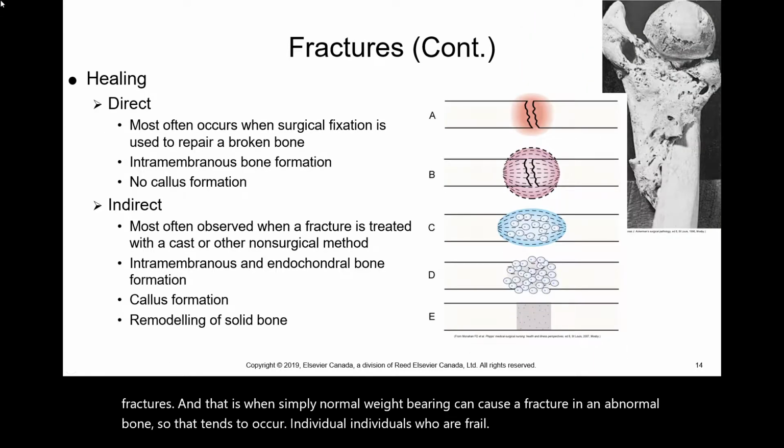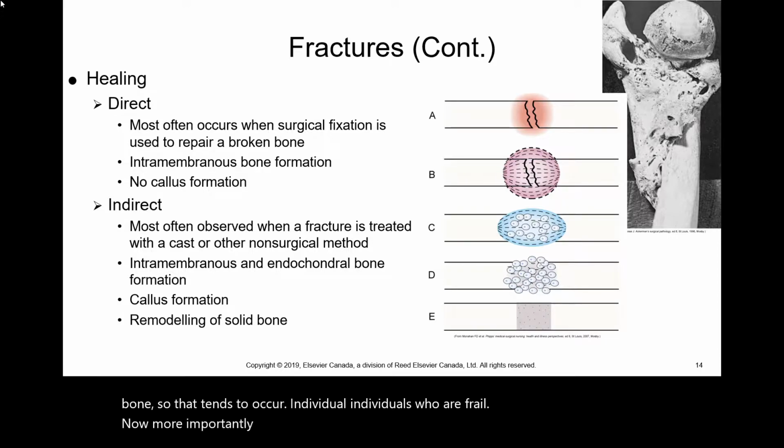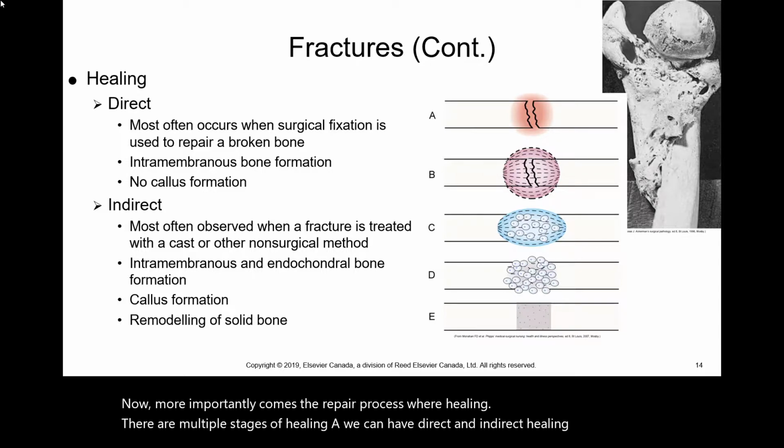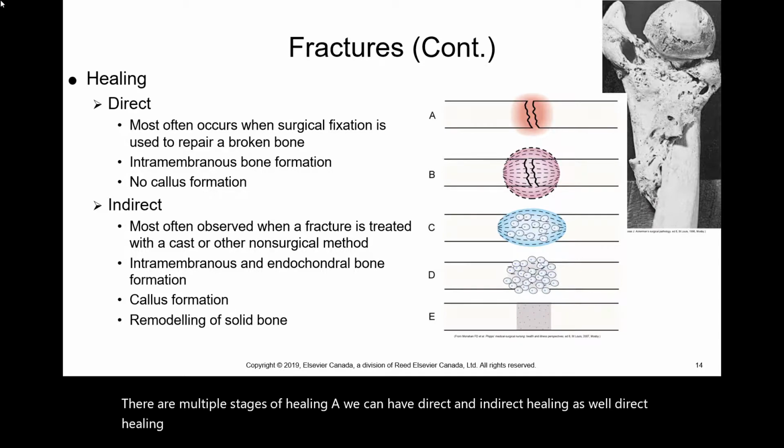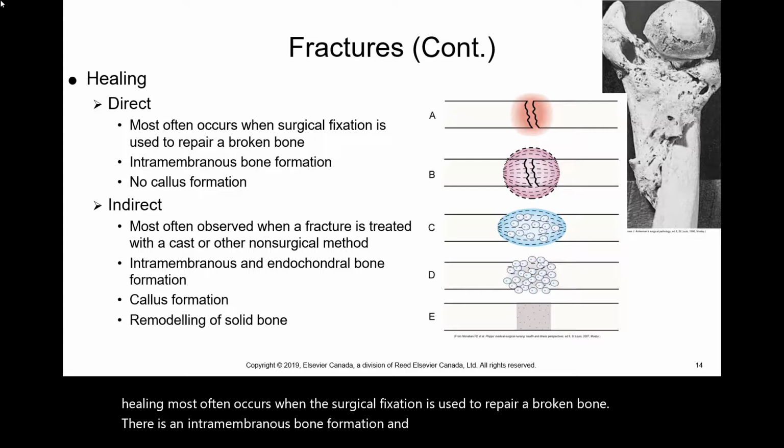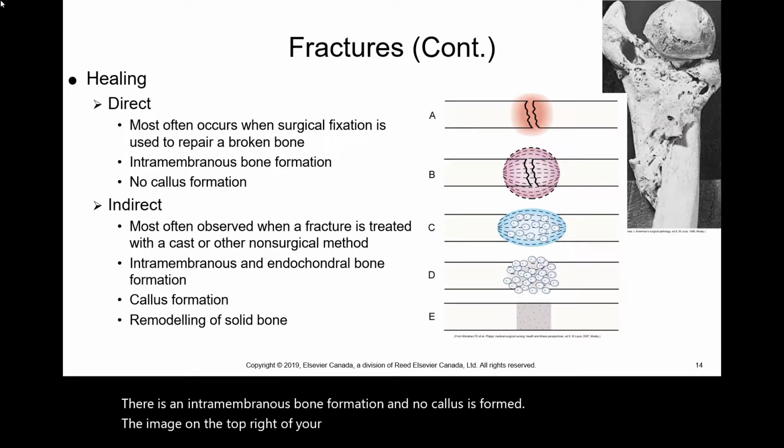Now, more importantly comes the repair process or healing. There are multiple stages of healing. We can have direct and indirect healing as well. Direct healing most often occurs when surgical fixation is used to repair a broken bone. There is an intramembranous bone formation and no callus is formed. The image on the top right of your screen, in contrast, does show the formation of a callus.